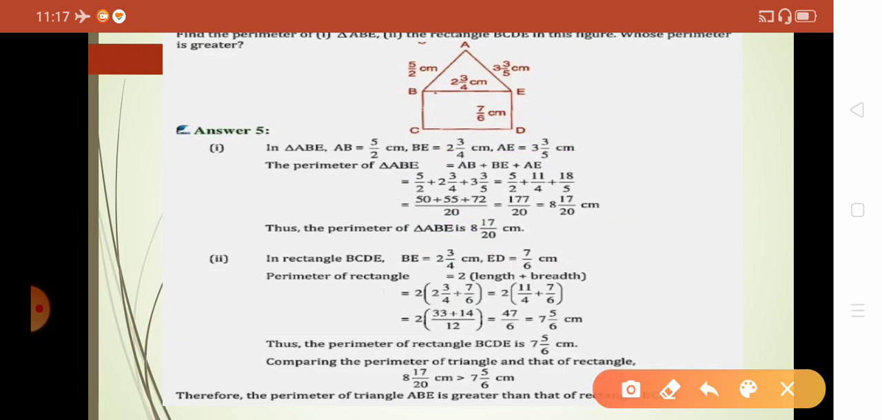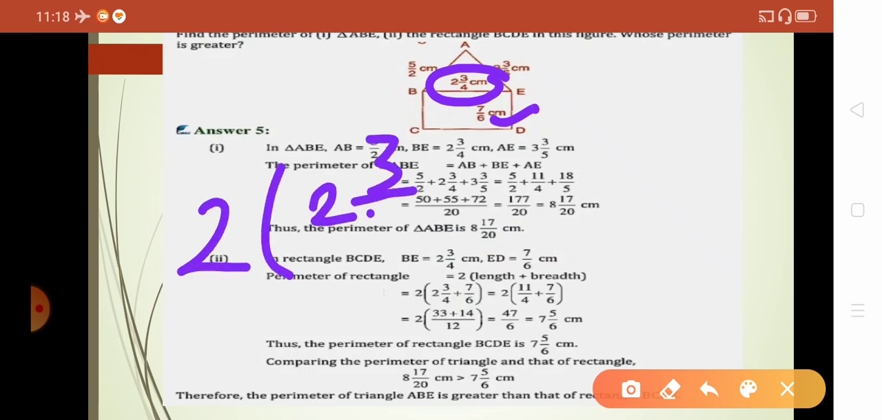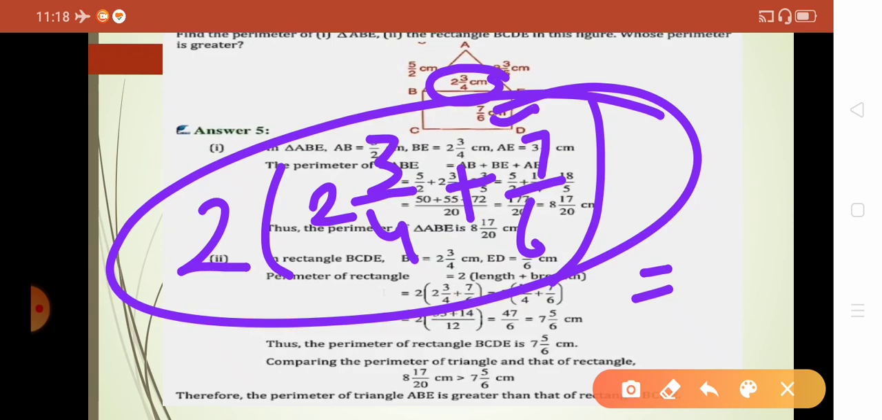Now the perimeter of a rectangle is equal to 2 into (L plus B). Your length value is 2 and 3 by 4 and breadth value is 7 by 6. So in place of length you will put 2 and 3 by 4 and in place of breadth you will put 7 by 6. After solving this you will get the value equal to 7 and 5 by 6. So as 8 and 17 by 20 is greater than 7 and 5 by 6, that means the perimeter of the triangle is greater than the perimeter of the rectangle.